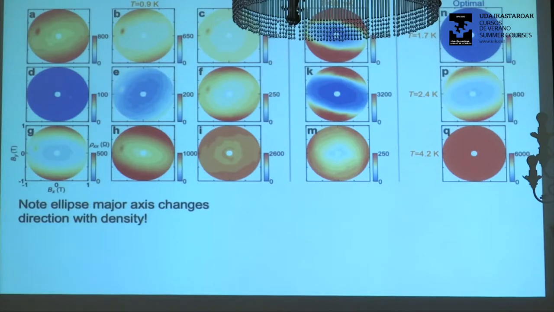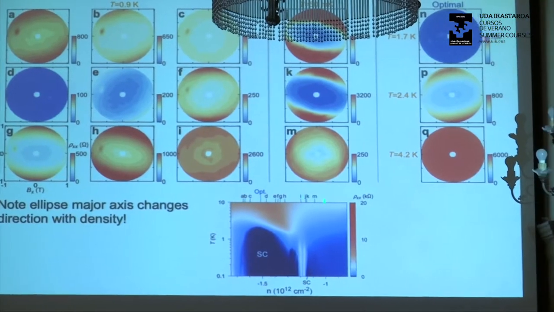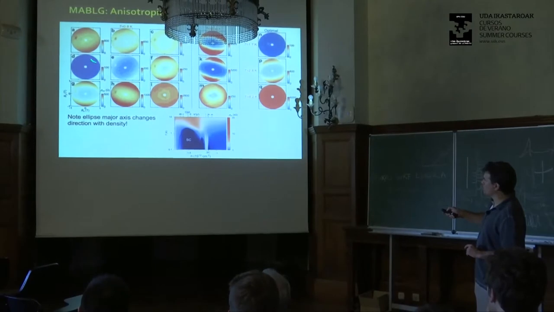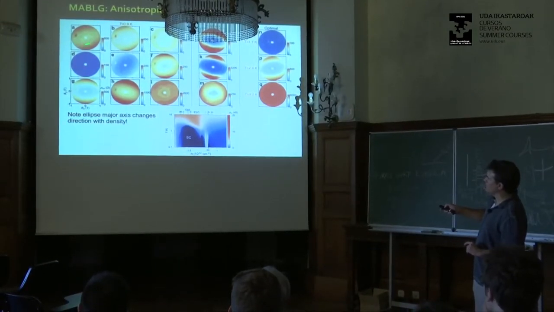Now, let me guide you. This is a lot of pictures. Here, what we're doing is at 0.9 Kelvin, which is an intermediate temperature, so that we can reach the critical field within our finite magnetic field strength of one Tesla in plane, at different densities. We're going A, B, C, D, E, F, G, H, I, through the superconducting dome. So we start with A at 0.9 Kelvin, we're barely superconducting, but you can still see a little bit the axis of the ellipse, and we go like this.